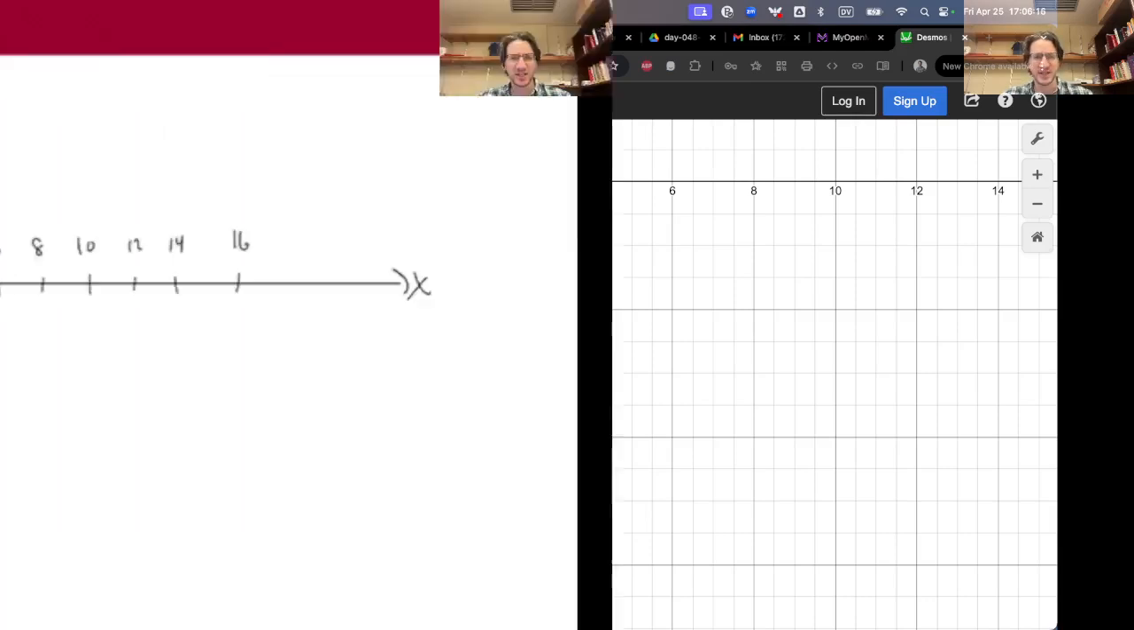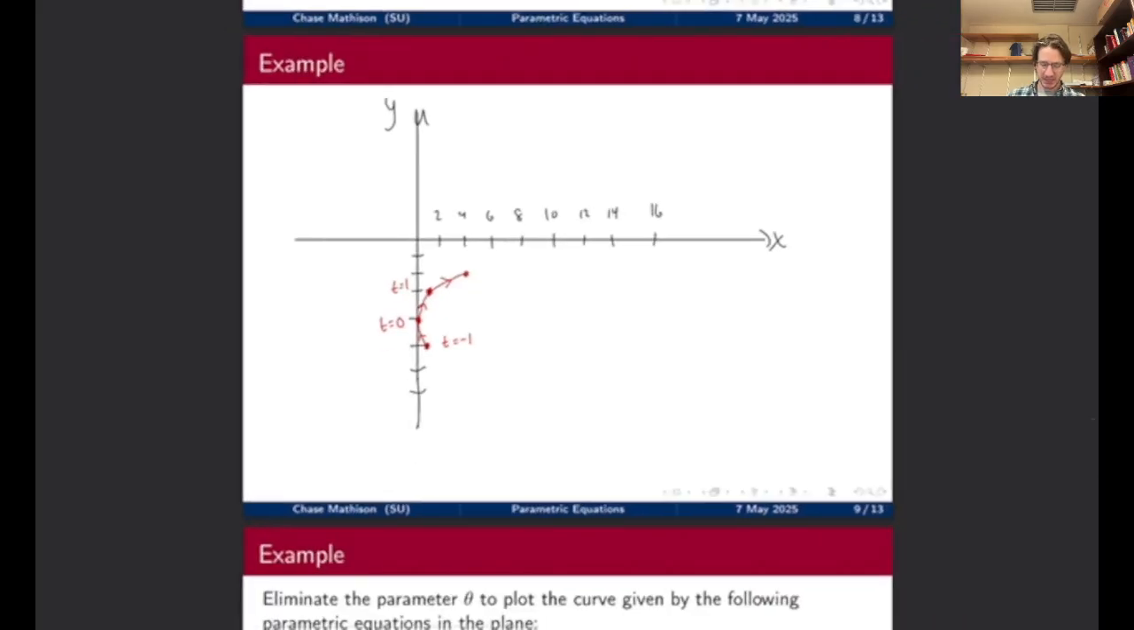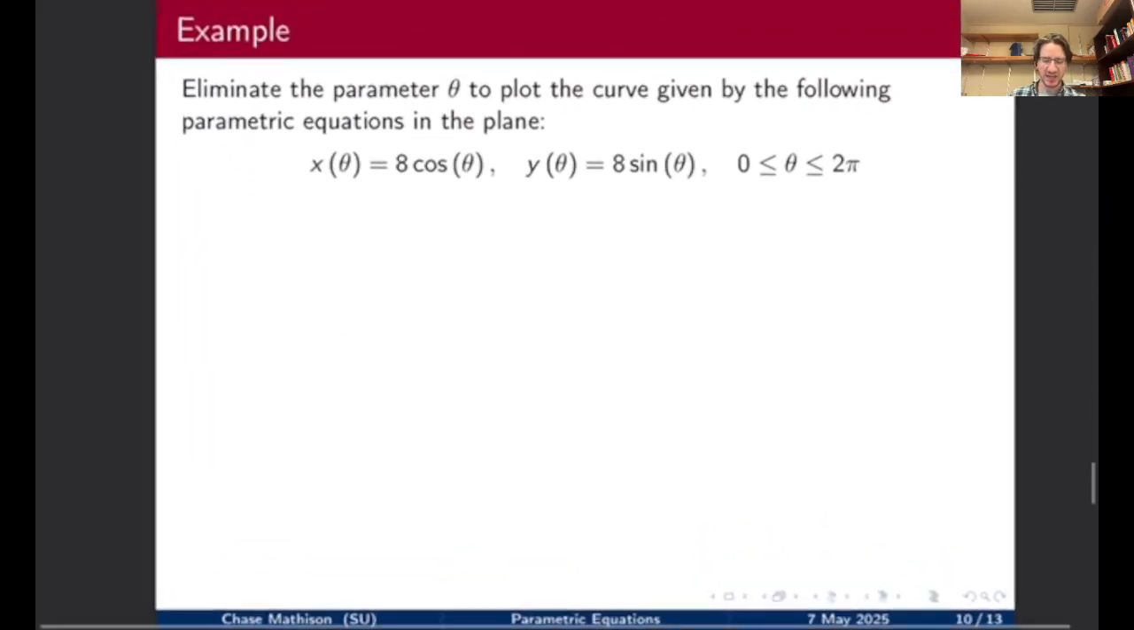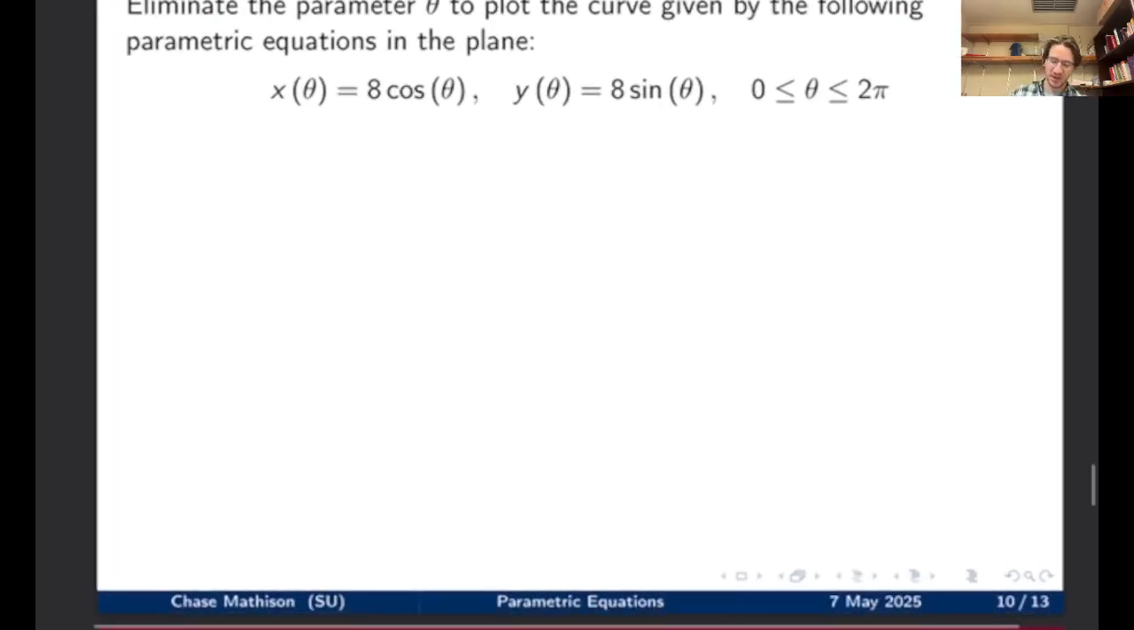All right. So that's eliminating the parameter. Amazing. So everyone, take a second, pause the video, and try to eliminate the parameter here. The parameter is theta. Hopefully you eliminated the parameter. I'm going to rewrite this as x equals 8 cosine of theta, comma y equals 8 sine of theta.